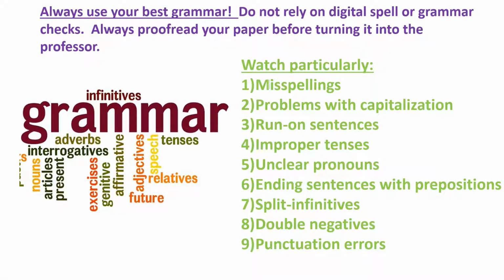Obviously, this is formal writing, and always use your best grammar. You can't rely on digital spell check or grammar checks. Always proofread your paper before turning it in to the professor. If you write something in a hurry and then quickly reread it, what you're going to interpret is what you meant to say and maybe not what's actually on the paper. So put the paper aside for a while and come back to it with fresh eyes, and then read it out loud word by word. You invariably catch some mistakes you've made.